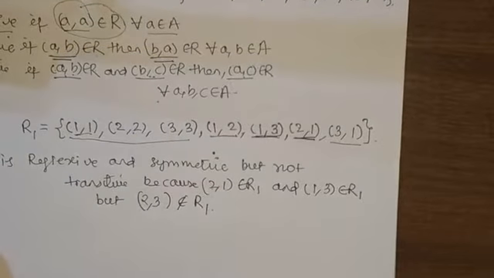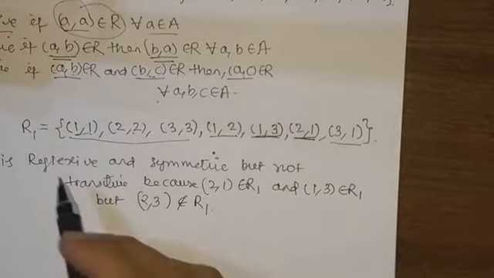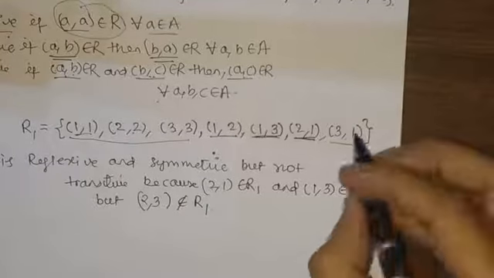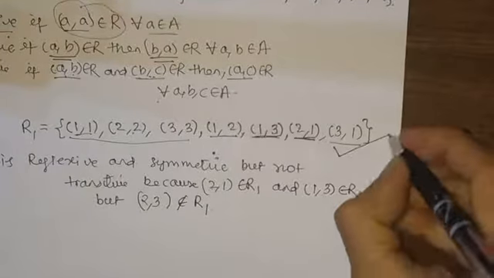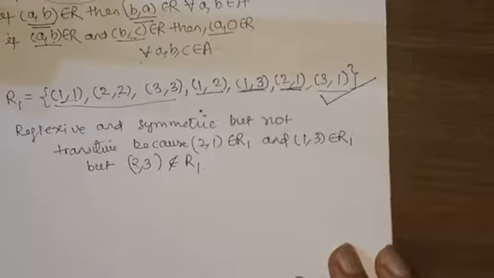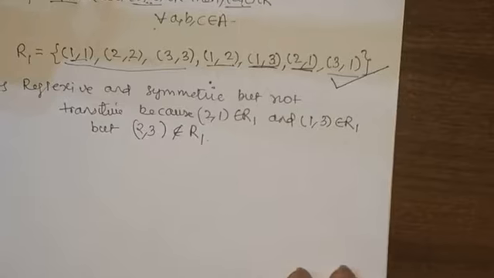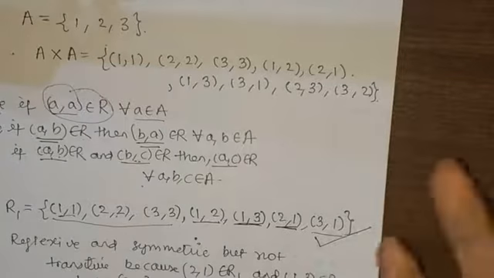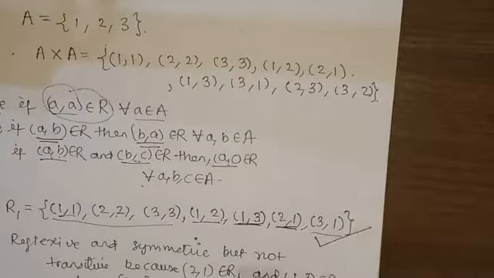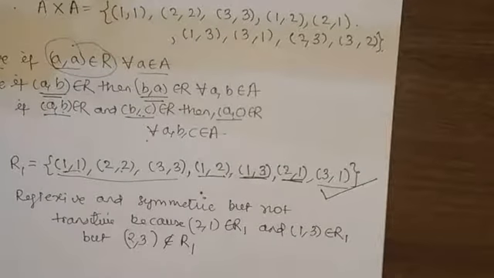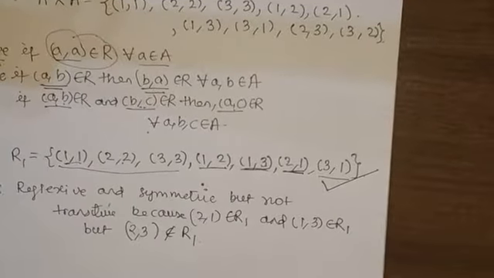So what we got: R1 is reflexive and symmetric but not transitive. So this relation R1 satisfies the given condition of the problem. Now let us go ahead. This is the largest relation you can get on the set A, right? So we have to look at the number of relations which satisfy the condition. So we can add more elements and check if we get more relations which satisfy the given condition.